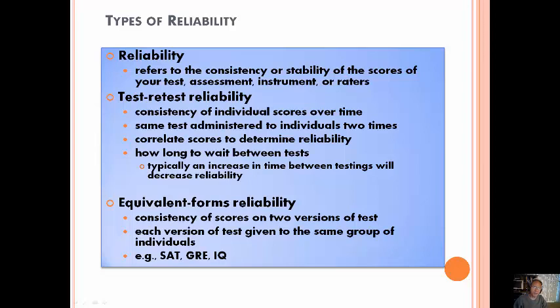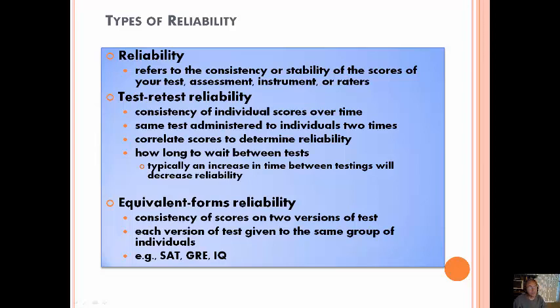For test-retest reliability, there is a correlation of scores between times, a really high correlation between times. So it is the consistency of individual scores over time, that is the same test administered to individuals two times.